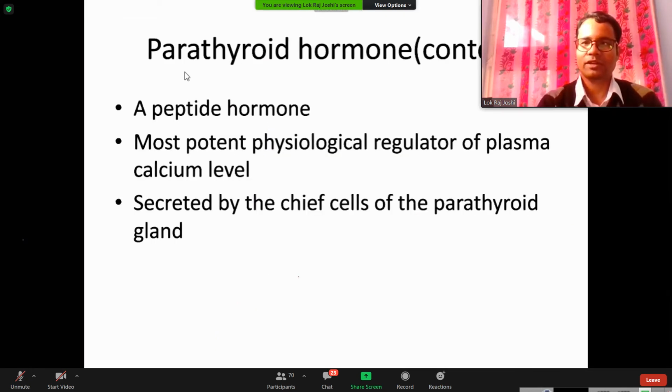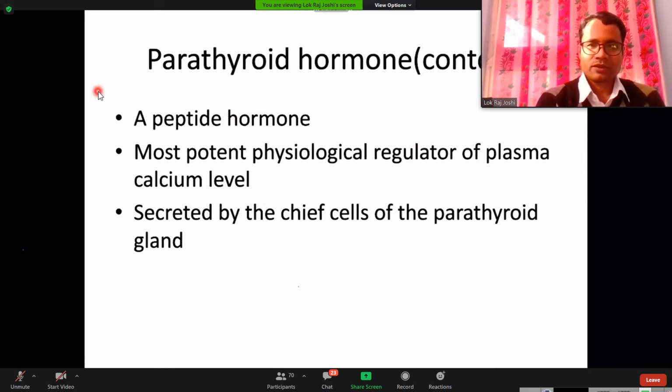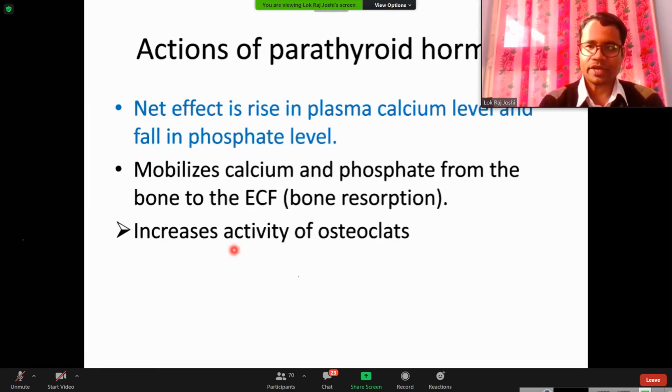Parathyroid hormone is a peptide hormone, and regarding the calcium balance in the body, it is the most potent. The major regulatory hormone is parathyroid hormone. Therefore, if you are asked to mention the hormones that regulate calcium level, you will first mention parathyroid hormone and then others. And it is secreted by the cells called chief cells in the parathyroid gland. Now, being a peptide hormone, it can be transported easily in blood. And regarding the actions, net effect is to raise plasma calcium level and to decrease phosphate level.